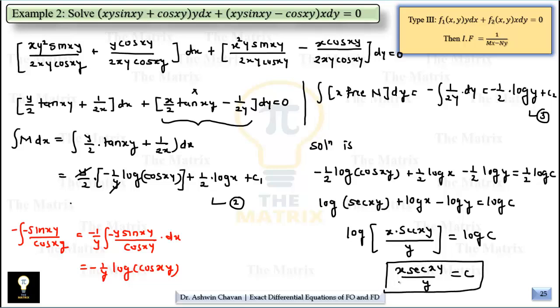So this way, if the given differential equation is non-exact but it is of the type y into some function f1 dx plus x into some function f2 dy equals 0, then we can find the integrating factor this way.